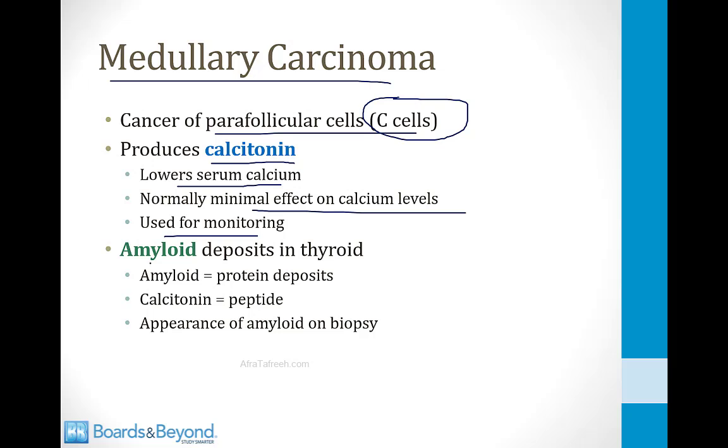And a very high yield thing to know about medullary carcinoma is that on biopsy, when you examine these cancers under the microscope, you will see amyloid deposits. So amyloid is a collection of proteins, and calcitonin is a peptide or protein hormone, and it can deposit in these tumors and show amyloid under the microscope. In the hematology section, I talk about systemic amyloidosis. That's a condition where amyloid deposits occur throughout the body. But there are a number of conditions where you can have localized amyloid deposits, and one of those is medullary carcinoma. In this cancer, you will see amyloid on biopsy of the thyroid.